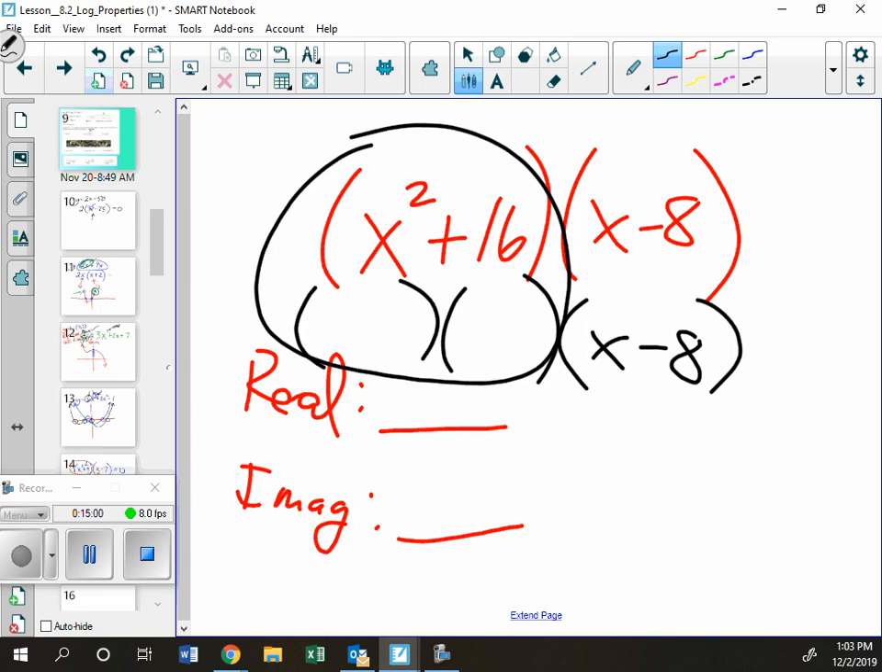We do factor it all the way and then compare yours with the person I pair you with. I'm going to pause for a second while I pair you with somebody.